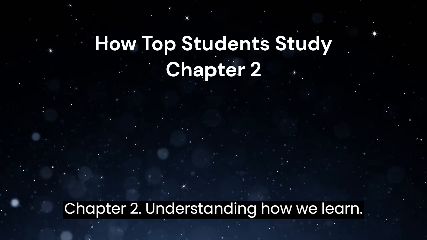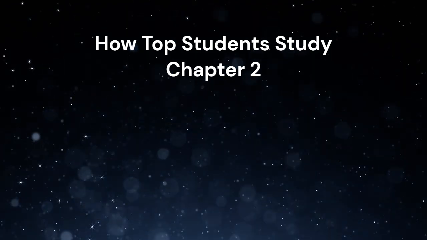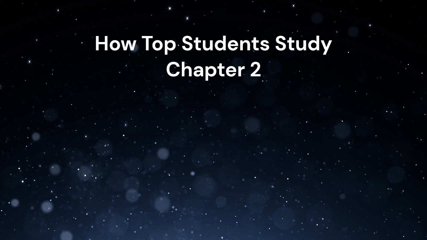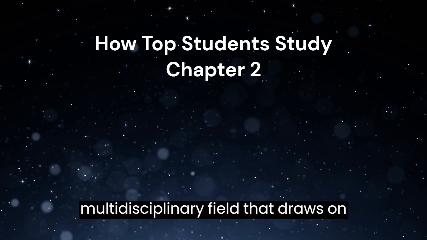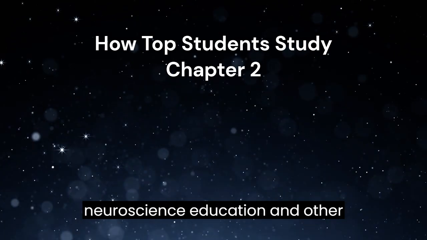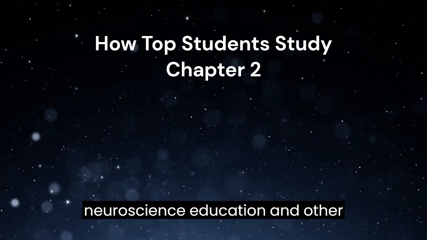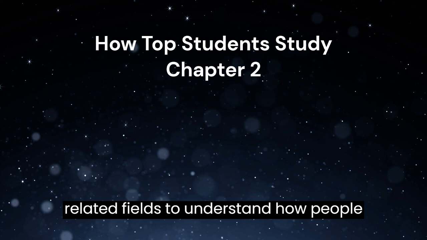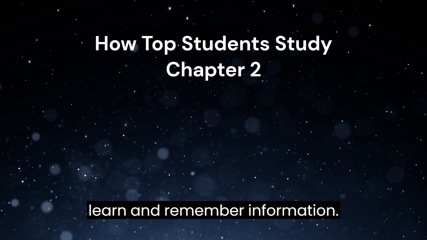Chapter 2: Understanding How We Learn. The Science of Learning. The science of learning is a multidisciplinary field that draws on research from cognitive psychology, neuroscience, education, and other related fields to understand how people learn and remember information.